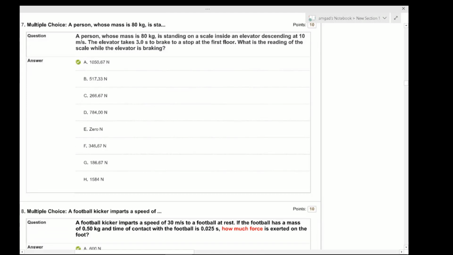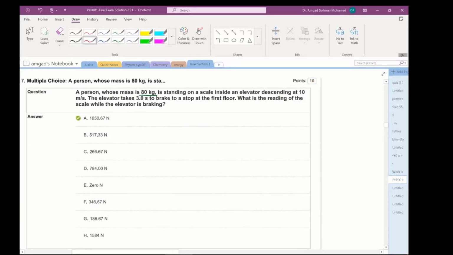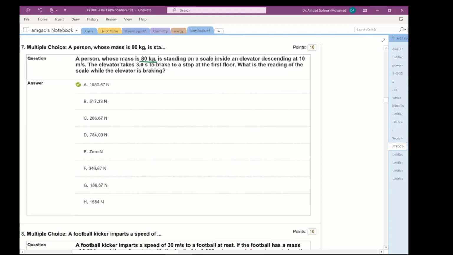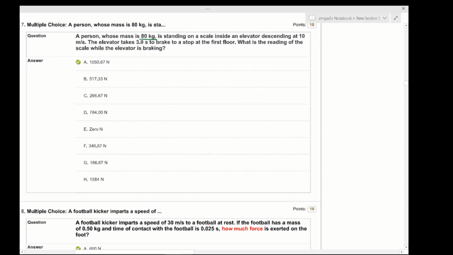That's an elevator. A person whose mass is 80 kilograms is standing on a scale inside an elevator, descending at 10 meters per second. What is the meaning of descending? It means going down. Slowing down? No. Descending means the direction the elevator is moving is down.